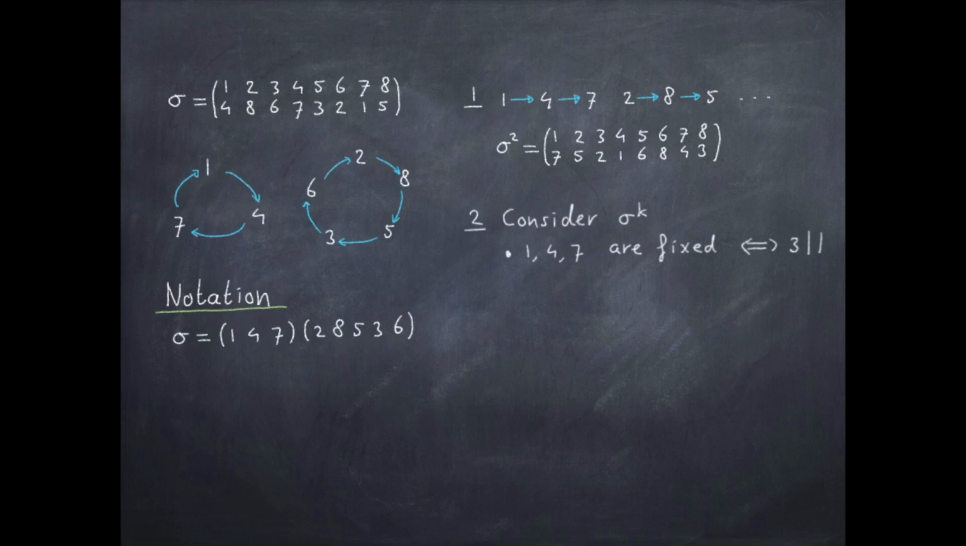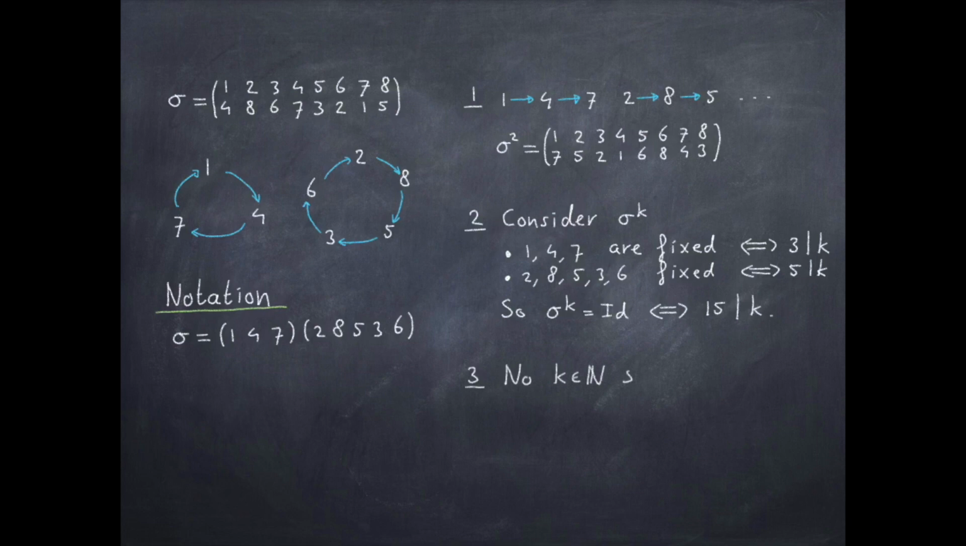In the second problem, we're considering powers of sigma. We are interested in those powers of sigma for which all elements are fixed. Or in other words, we're looking for those k for which sigma to the power k is the identity. Looking at the first cycle, we see that those elements are fixed if and only if k is a multiple of 3. In the second cycle, every element is fixed if and only if k is a multiple of 5. So we can conclude that sigma to the power k is the identity if and only if k is a multiple of 15.